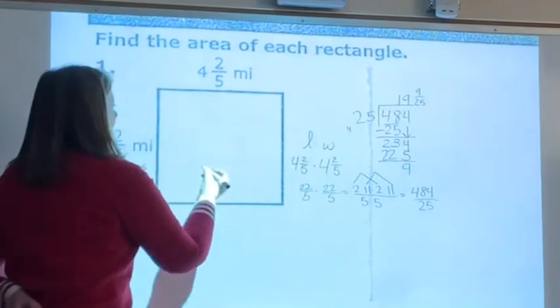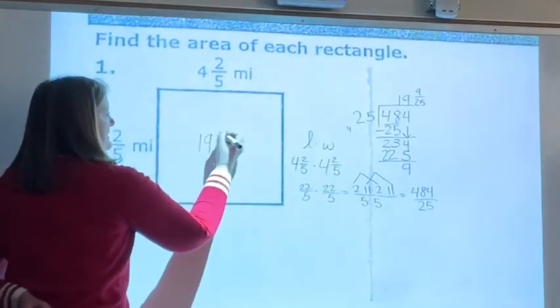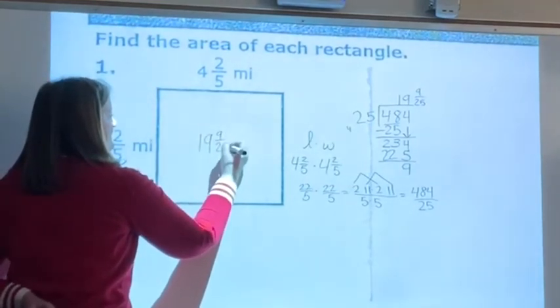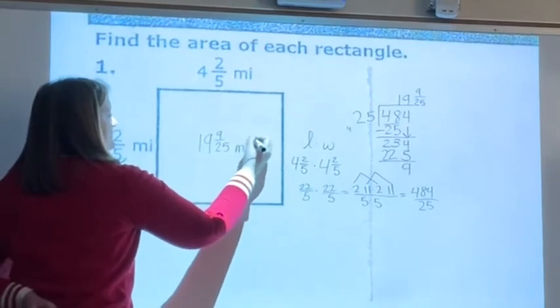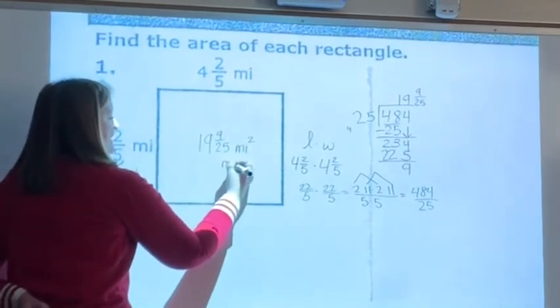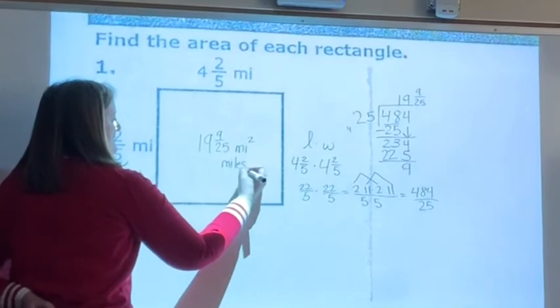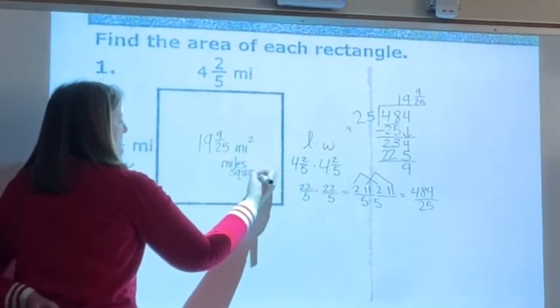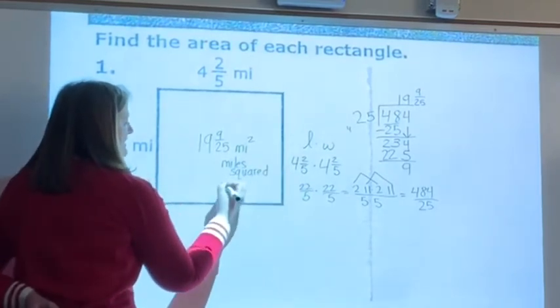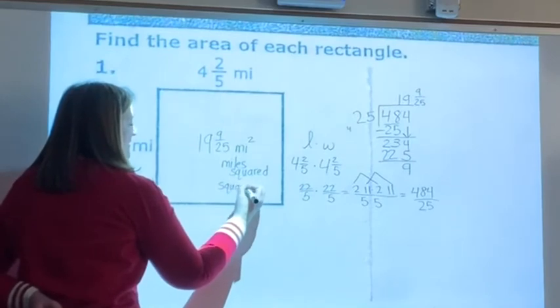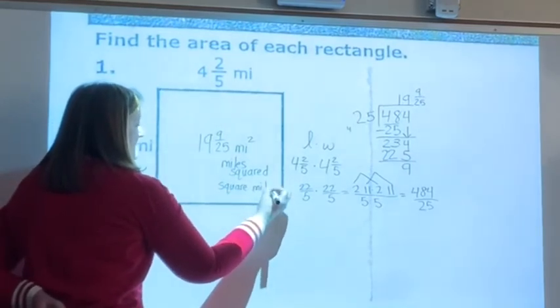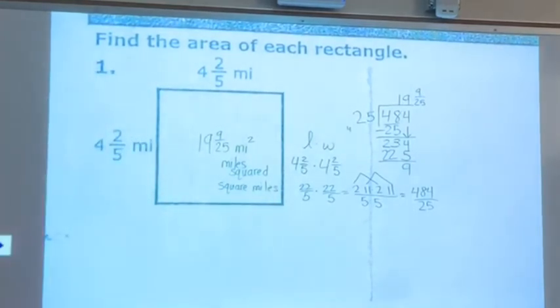So the area of this square is 19 and 9 25ths miles squared. Or you can write square miles. All of those are acceptable ways to label it, but you do have to have the label on there. Okay, let's try another one.